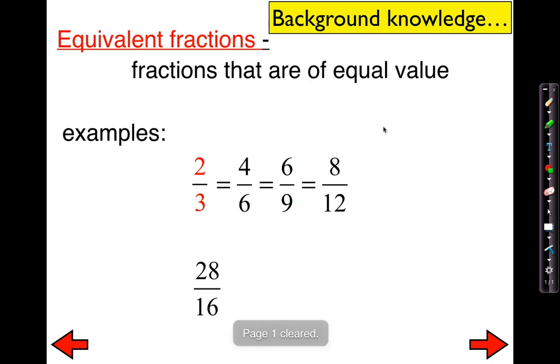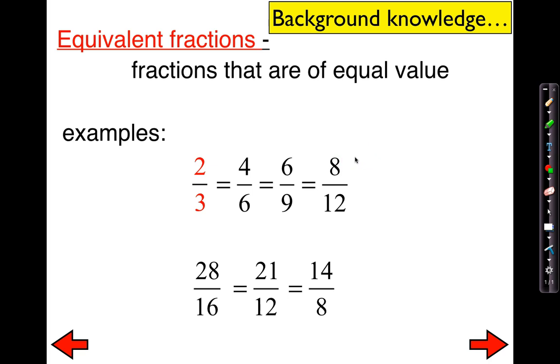Okay, here, same idea. 28/16 is equivalent to 21/12, which is equivalent to 14/8. And again, if you reduce these, they will end up being 7/4. And here you will see, if I divide by 4, you would get 7/4. Here, if you divide by 3, you get 7/4. Here, divide by 2, you will end up with 7/4.